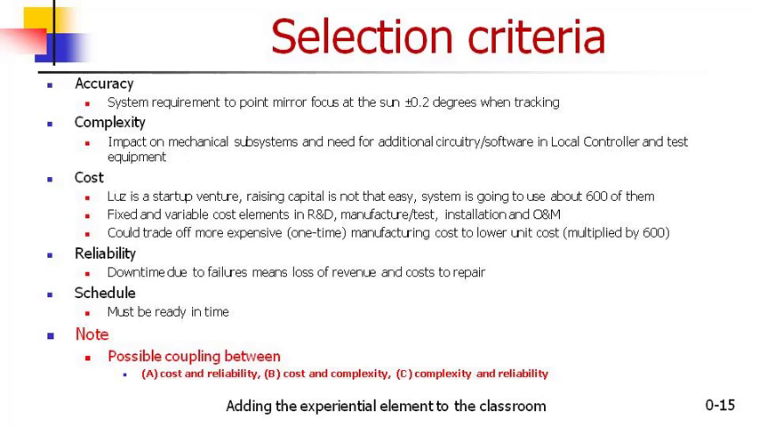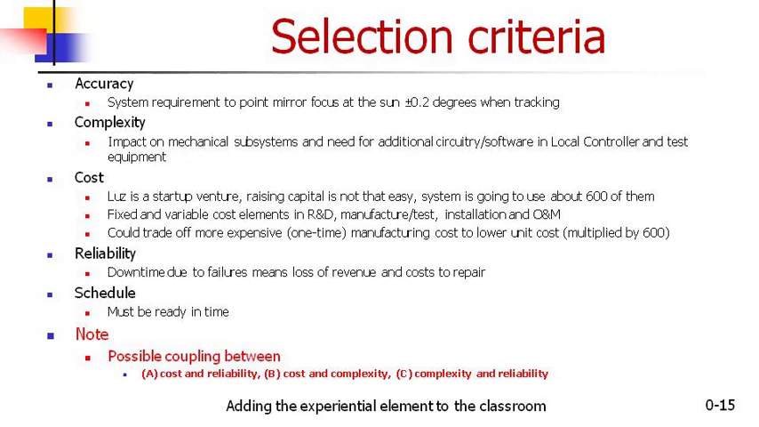Cost. Important. Luz is a startup venture, so raising capital is not that easy. The system is going to use 600 of them, and there are different costs, fixed and variable cost elements in R&D, in manufacture, test, installation, and operations and maintenance. And then, could we trade off a more expensive one-time manufacturing cost to lower the unit cost? Remember, we're going to multiply every unit cost by 600. So every dollar we save in the unit is $600 saved over the system. So saving $10, that's $6,000. Would that have an effect?